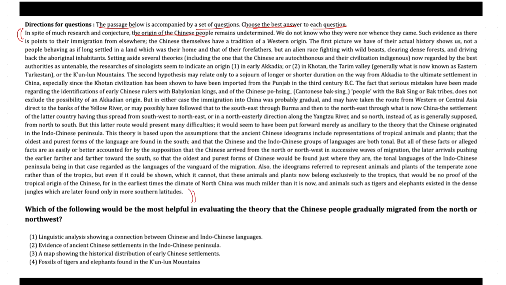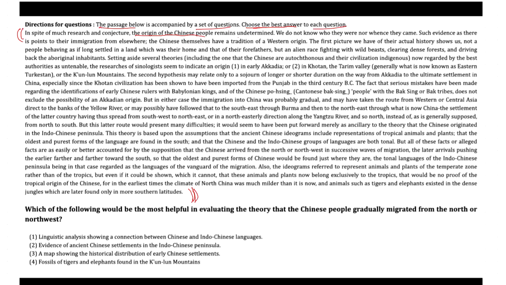It also discusses the critical examination of the theories, and the author points out the belief in a north to south migration and disputes the Indo-Chinese peninsula origin. The author challenges the prevailing belief, providing alternative explanations for linguistic and ideographic features. The emphasis is on the need for caution in drawing conclusions about the Chinese origin due to the difficulty of historical and migration patterns. This is the main argument of the text.